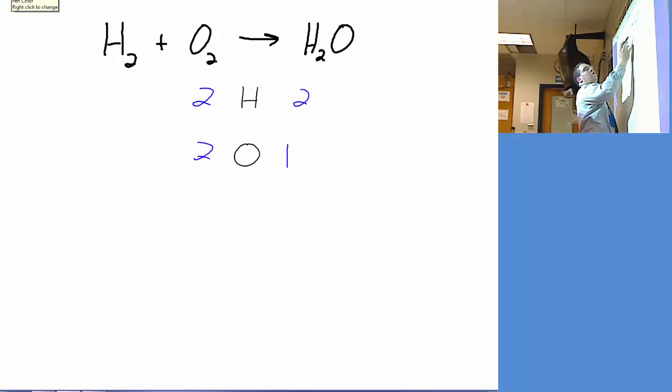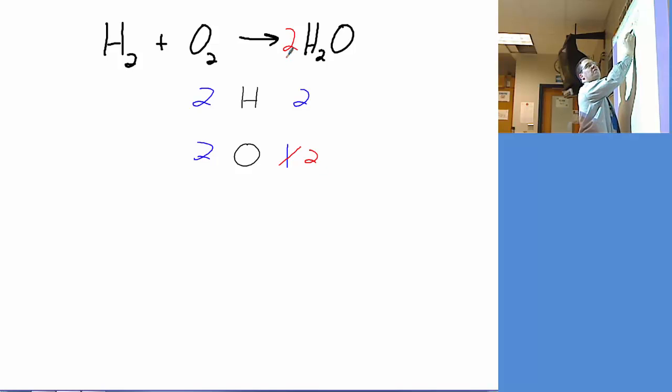When we look at our equation, the only numbers we're allowed to change are the coefficients, the numbers in front. And once we write the skeleton equation, these formulas are written in stone. You cannot alter them because to do so would alter the substance that you're talking about. So if we want to get a total of 2 oxygens to balance these out, that means we're going to need a total of 2 waters because each water provides 1 oxygen. So 2 waters is going to give us 2 times 1, or 2 oxygens.